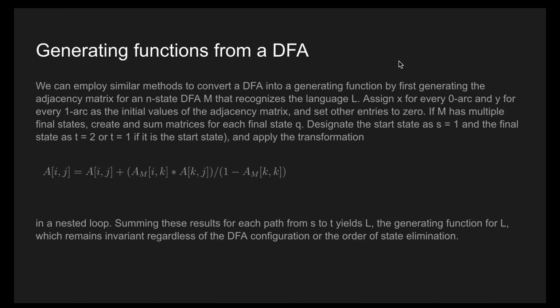In a nested loop, we're going to see an adjacency matrix generated in the following way: A_ij equals A_ij plus the adjacency matrix M_ik times the adjacency matrix M_kj, divided by 1 minus M_kk, which is going to be the determinant, in a nested loop. Summing these results for each path from s to t yields L, the generating function for L, which remains invariant regardless of the DFA configuration or the order of state elimination.